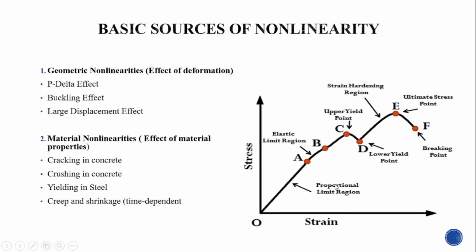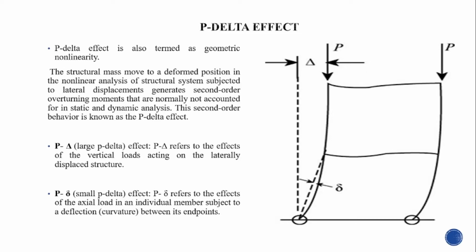Also the P-delta effect, which is very important from the pushover analysis point of view. The P-delta effect is also termed geometric nonlinearity. The structure mass moves to a deformed position; in the nonlinear analysis of a structural system subjected to lateral displacement, it generates second order overturning moments that are normally not accounted for in static and dynamic analysis. This second order behavior is also known as the P-delta effect. So P-delta effect is also known as second order analysis, the second order behavior of the structure.